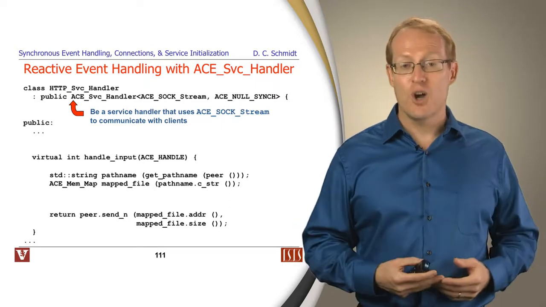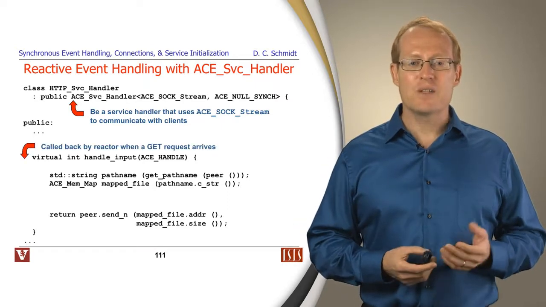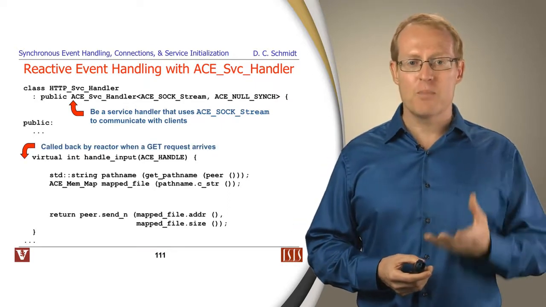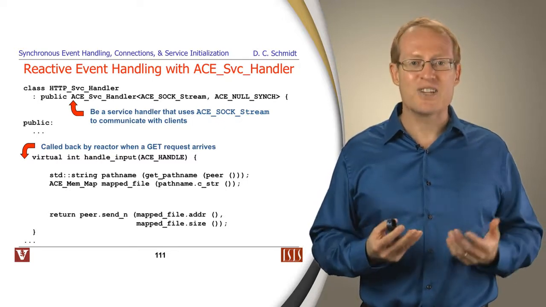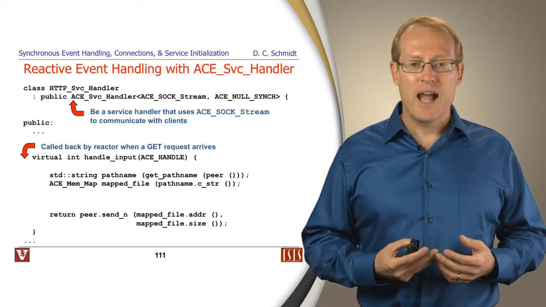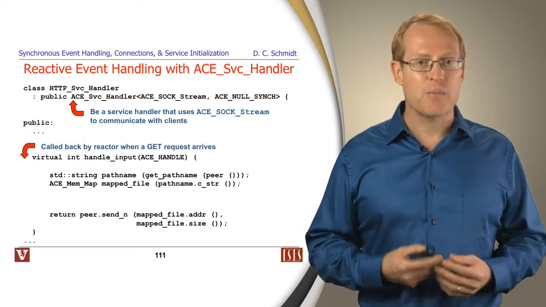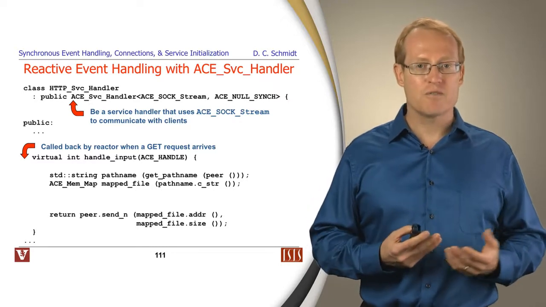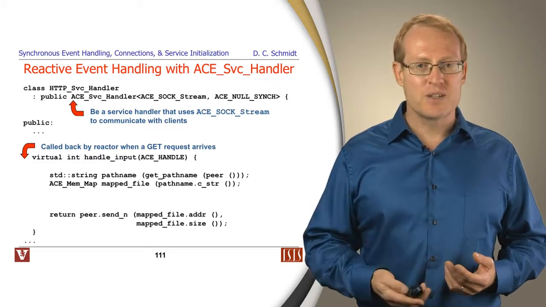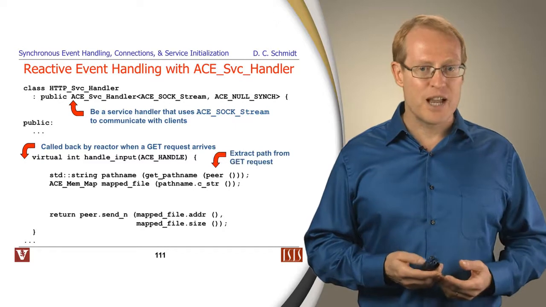We'll see later how to override that. And then what it does is it defines the handle input method. This is really the only piece of application-specific processing logic in the whole implementation. This is what, of course, is going to get called back by the reactor when the GET request arrives from the client. And as you can see, it does the canonical processing we've looked at several times before.